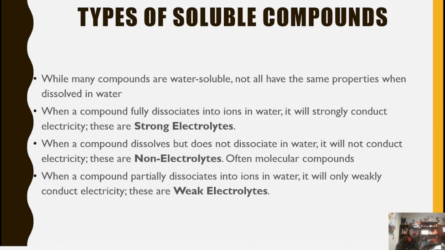Occasionally, you'll get the in-between. A compound will dissolve and will start to dissociate, but it's only a partial dissociation in water. Because it only partially dissociates, it only makes a few ions. These guys will conduct electricity weakly. These guys are called weak electrolytes for that reason.